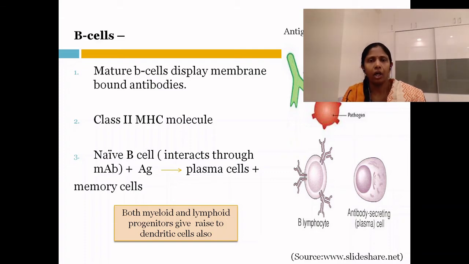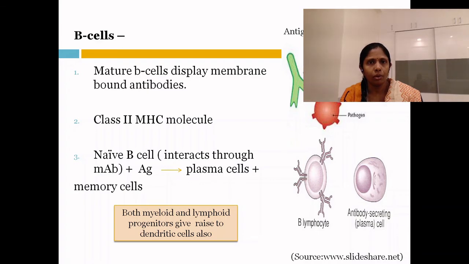Coming to B cells or the B lymphocytes, these cells originate in the bone marrow during the process of lymphopoiesis and mature in the bone marrow as well. During the process of maturation, the B cells acquire membrane-bound antibodies. Such a B cell which displays a membrane-bound antibody is called a mature naive B cell.